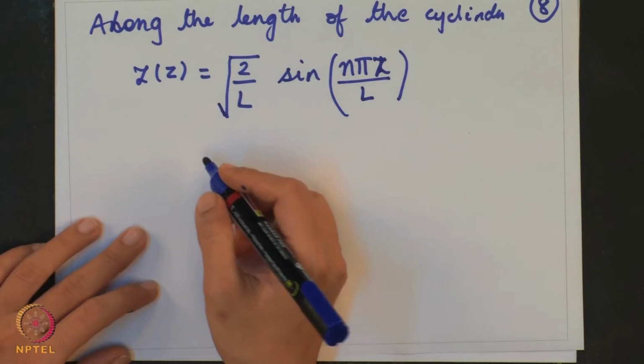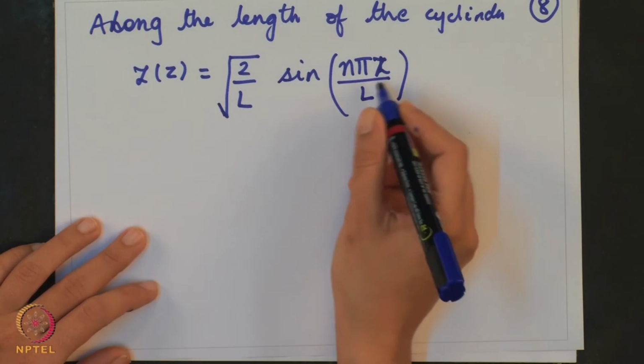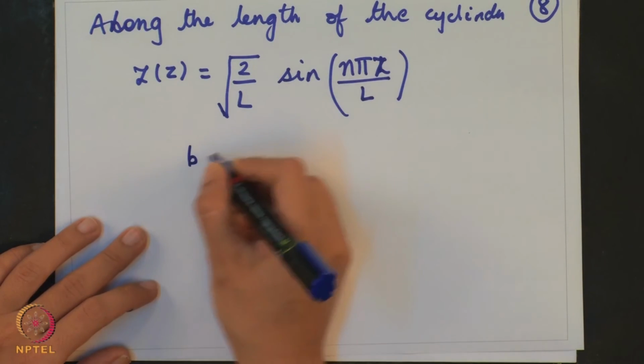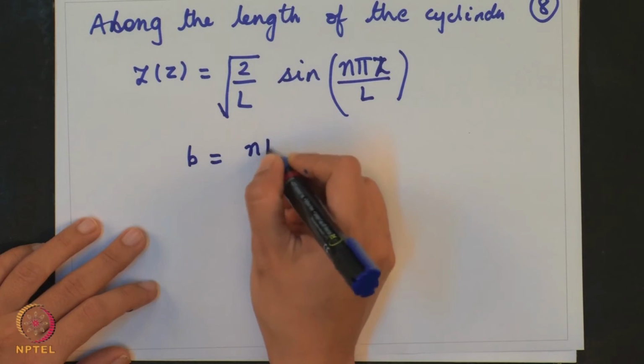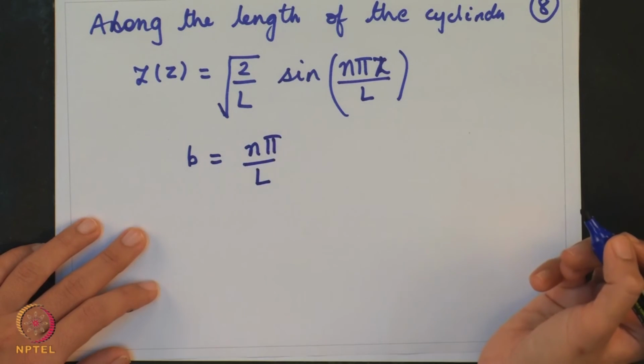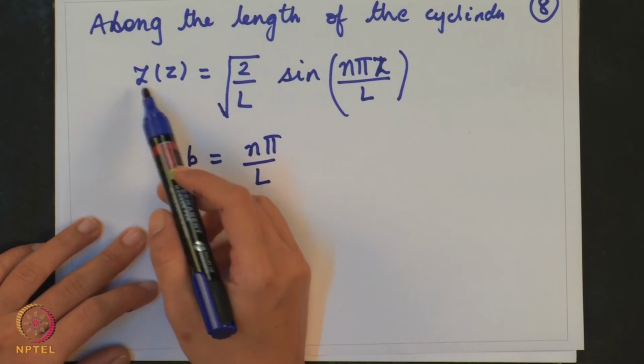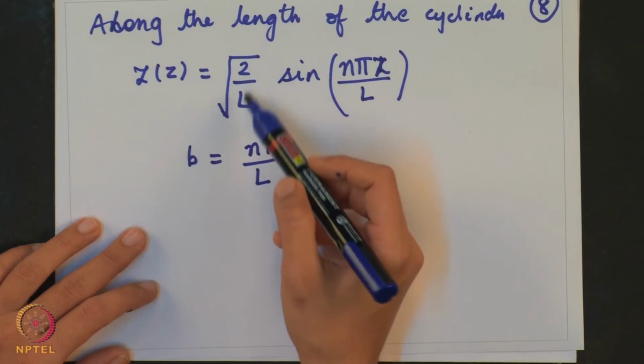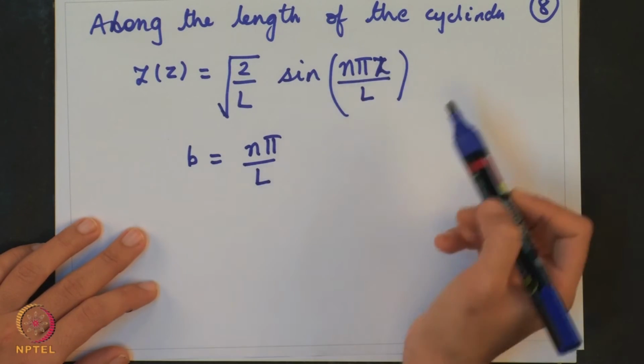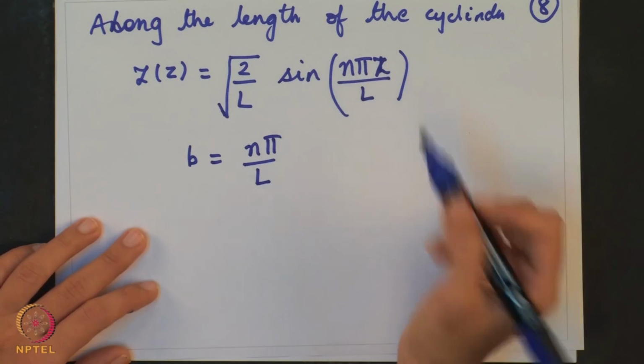Now it can be inferred from here that B is nothing but n pi by L. So, the wave function is given by square root of 2 by L sin of B into z.